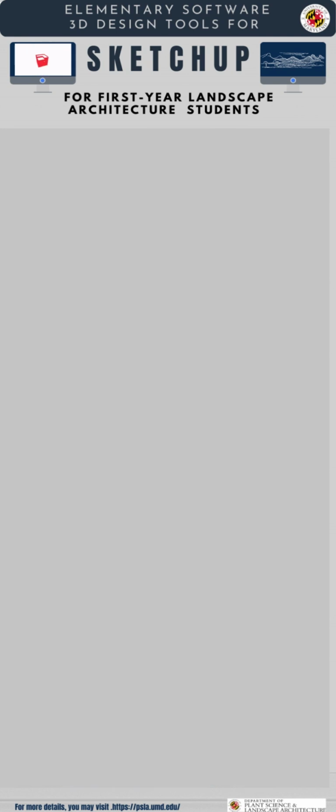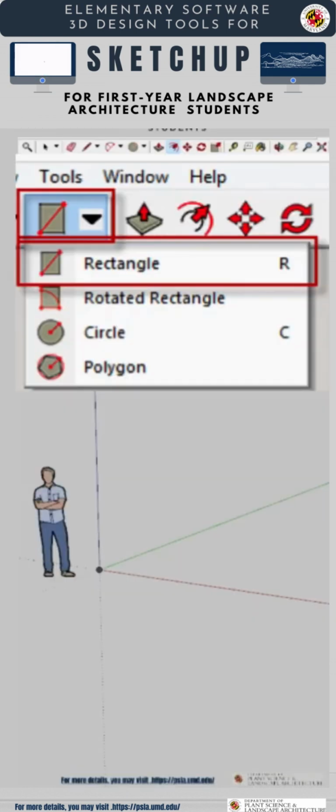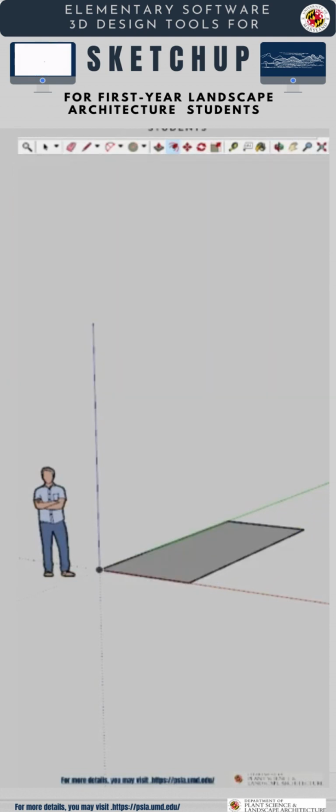By the way, I have also added the toolbar on top of the page on this reflective analysis. Please click on the toolbar where you find the shape tool and pick the rectangle tool. Draw a rectangle onto the Z plane about the size of the person.